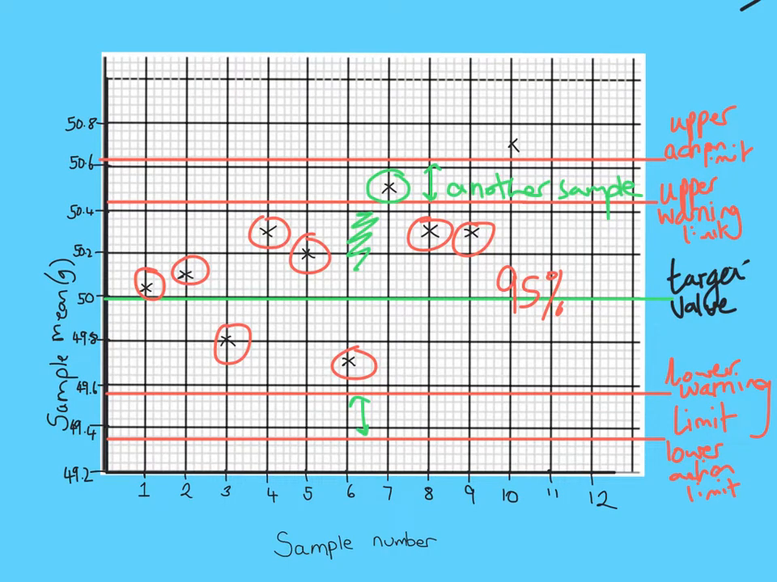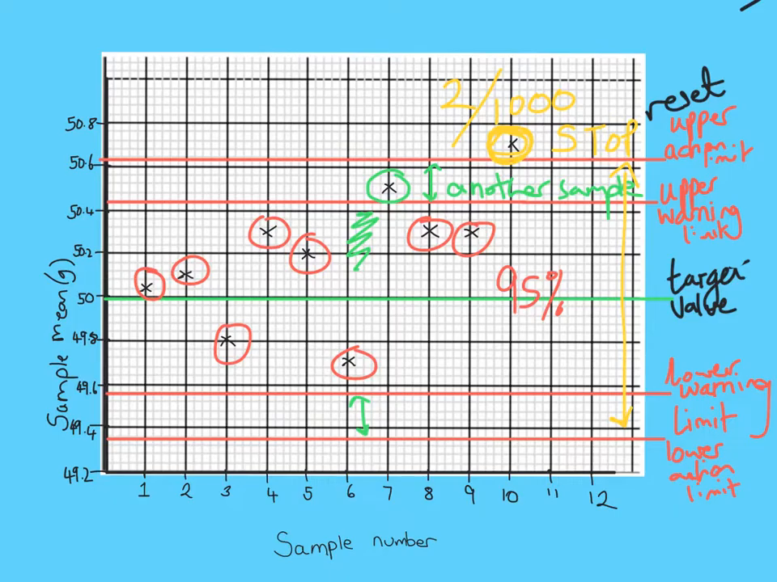If, however, we've got something outside the action limits, remember that 99.8% is in here, which means only 2 out of 1,000 should be here. So if there's an average out there, there's a problem. So the process is stopped and the machinery is reset.